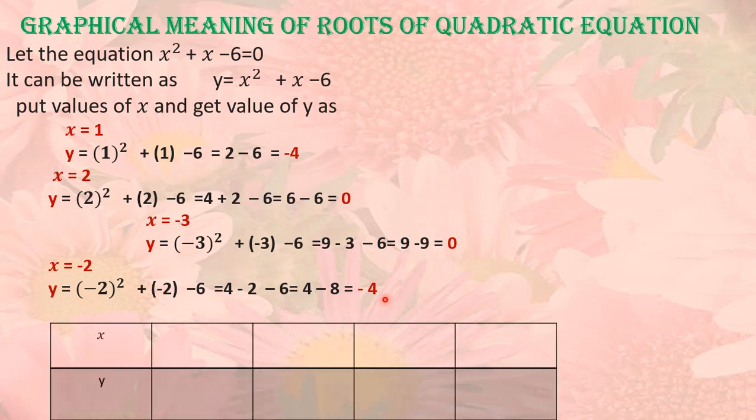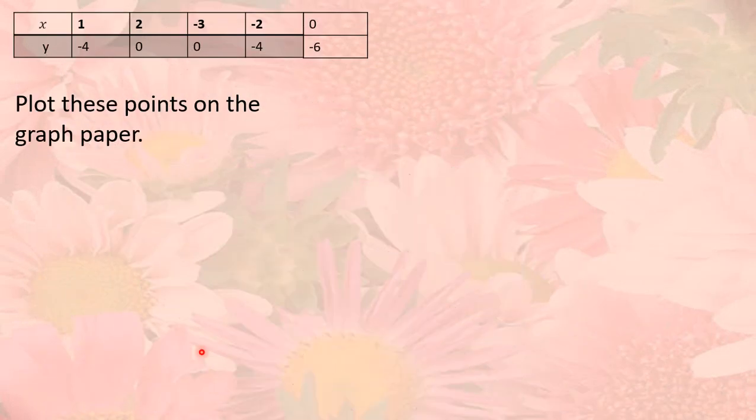So we can write all the respective values of x and y in a table. For x is equal to 1, we get y is minus 4. For x is equal to 2, we get y is 0. For x is equal to minus 3, y is 0. For x is equal to minus 2, y is minus 4. Now by this table of values for x and y, we can easily plot the graph. So let us plot the graph for the quadratic equation.